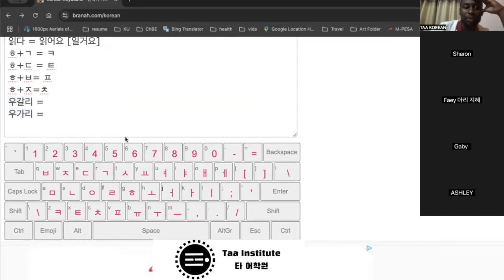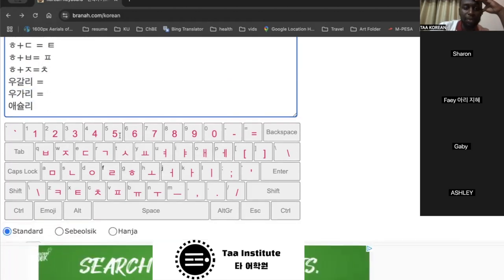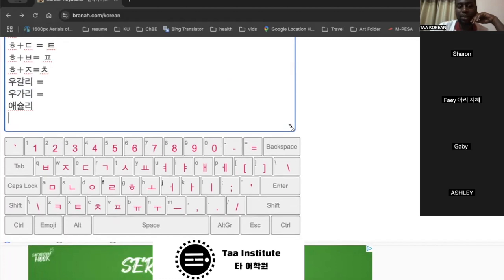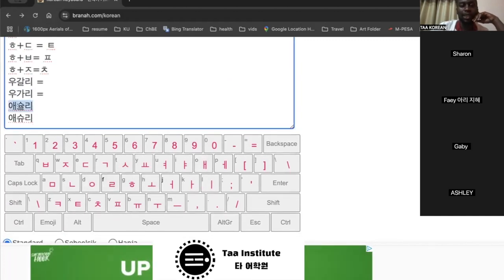Yeah. Another example is Ashley's name. Ashley's name would be written Ashuli. But if we remove one L, it would be Ashuri, not Ashley. This is Ashley because there are two L. This is Ashuri because there's a single one.